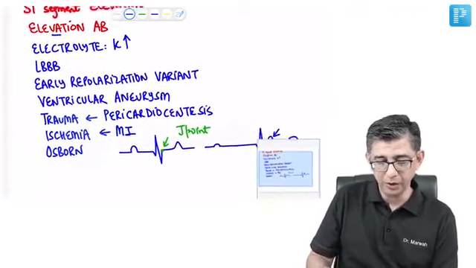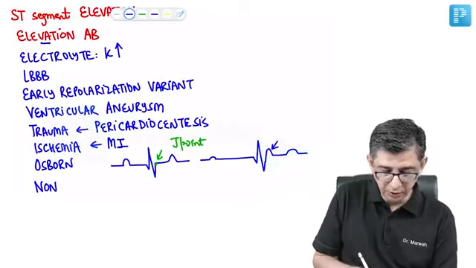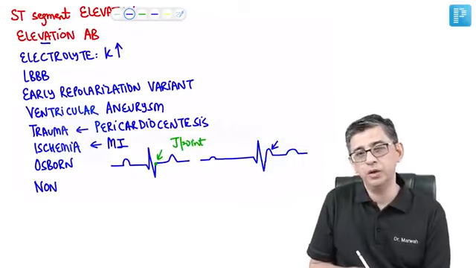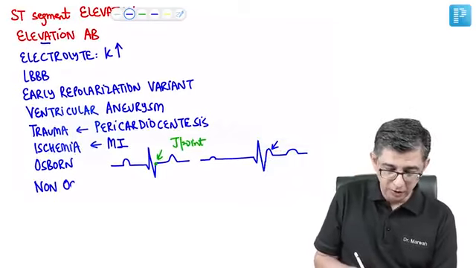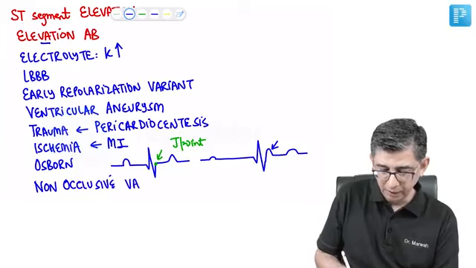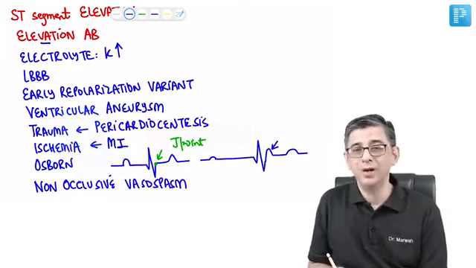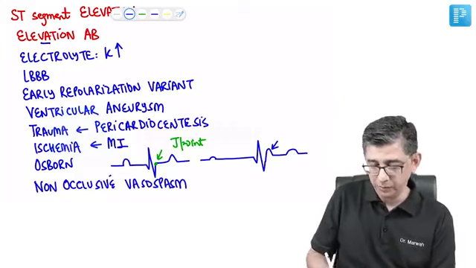this is easily picked up. Then alphabet N is actually Prinzmetal angina, but just to fit it into the discussion here, alphabet N would stand for non-occlusive vasospasm. I described that all anginas would be having ST depression. The only angina having ST elevation would be Prinzmetal angina.